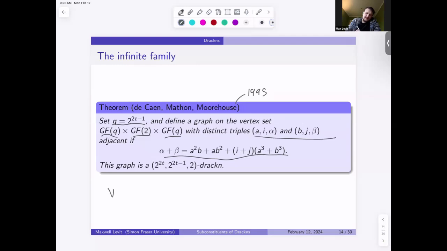Tuples with fixed A, so I'm fixing an A and letting alpha vary.